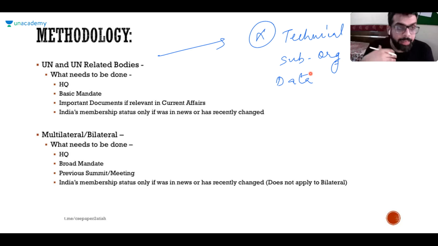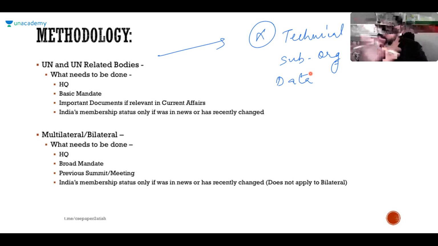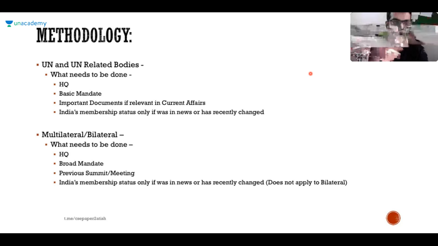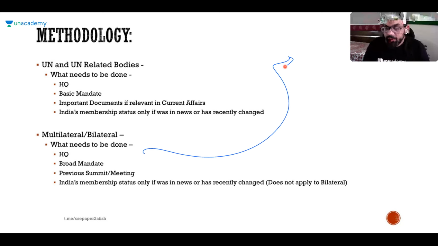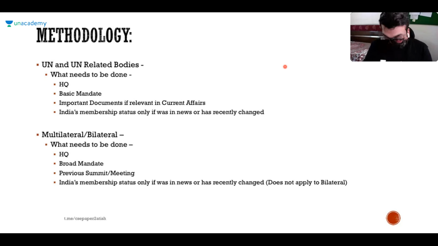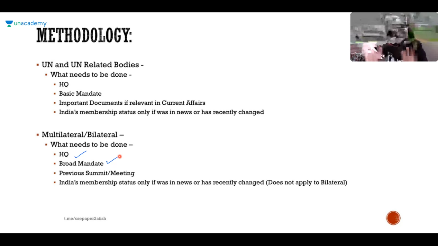Okay, and that's essentially how it works. Financial sources is funding by countries, by the UN, by the countries. Now, any other organization funds itself. Okay, now bilateral. Bilateral gets slightly different because bilateral directly corresponds to a part of a syllabus that says India and her neighbors. So in bilateral, you need to know the headquarters. You need to know the broad mandate. What does it largely do? Technical details are again not required.